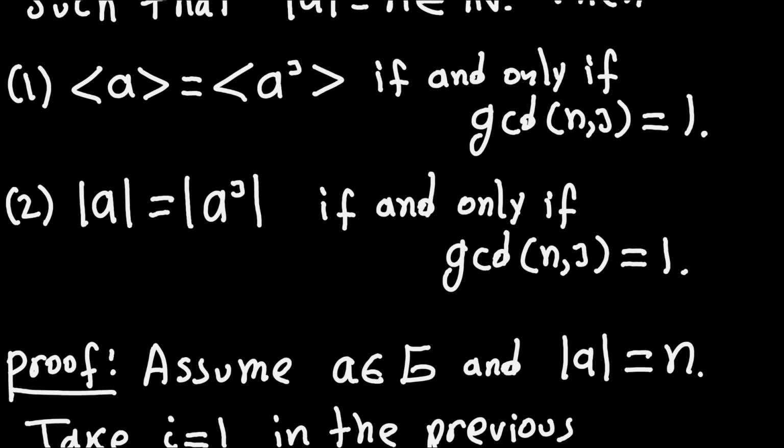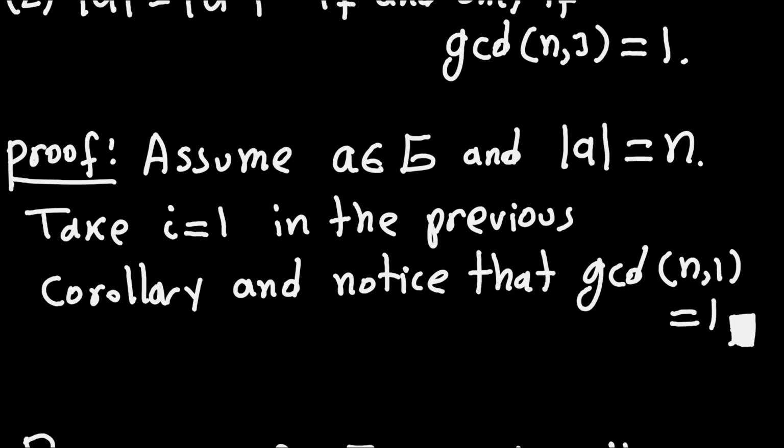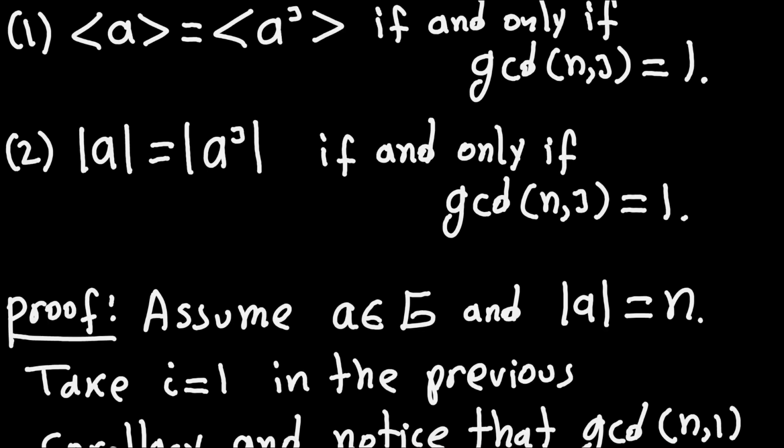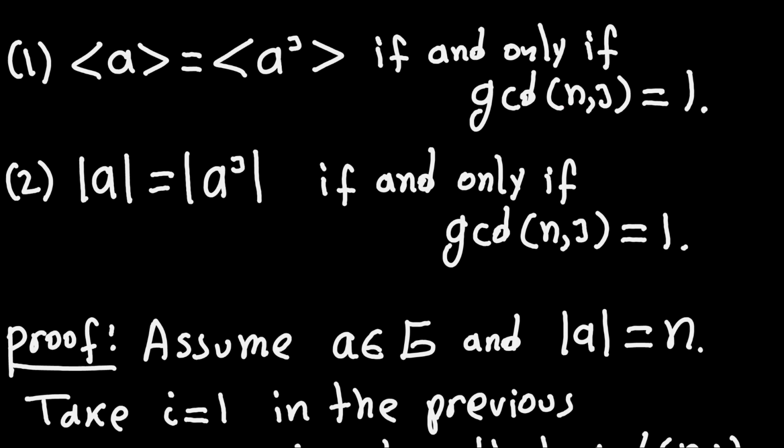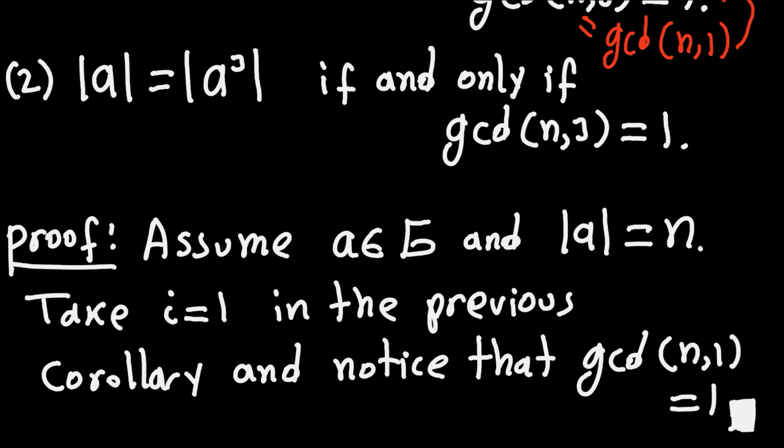The GCD between n and j is equal to the GCD between n and 1. But what is the GCD between n and 1? It is 1. So that's why you get that the GCD of n and j has to be 1, because this one right here is equal to the GCD between n and 1, and of course that is equal to 1. So that's how you get the proof of this corollary, just by looking at the previous corollary and taking i equals 1. Now, if you still need to think about that a little bit more, go ahead and think about why that proof only follows by taking i equals 1.